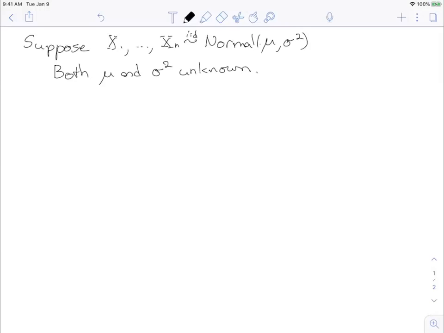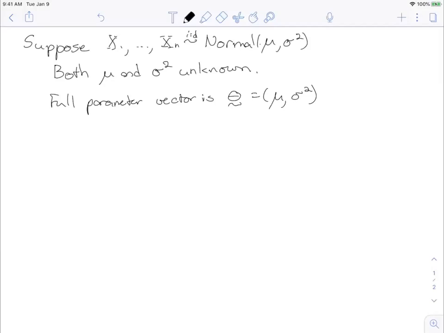So that means that our full parameter vector is the vector of both mu and sigma squared. So this is going to be denoted by theta, and theta is a vector, so I'm going to put a squiggle underneath of it. And theta is the vector (mu, sigma squared). I'm not going to keep track of whether it's a column vector or anything.